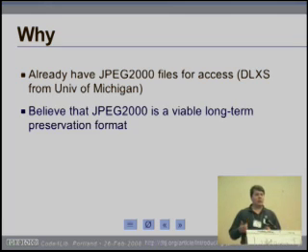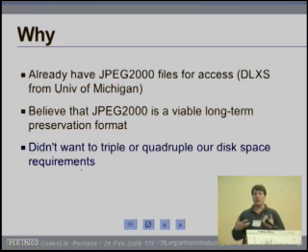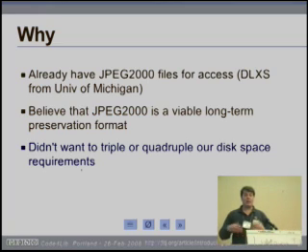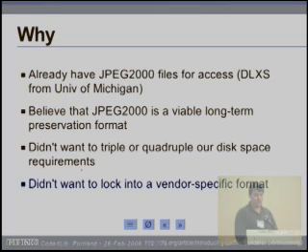We also in OhioLink believe that JPEG2000 is a viable long-term preservation format, something better than TIFF that we're doing now. We also didn't want to triple or quadruple our disk space requirements. If we used a tile-based mechanism, which means we have a large image and we break it down at various scales to 256 by 256 sized images, we have all of that duplicate data that we're going to be storing in those tiles. That's going to triple or quadruple our disk space requirements.